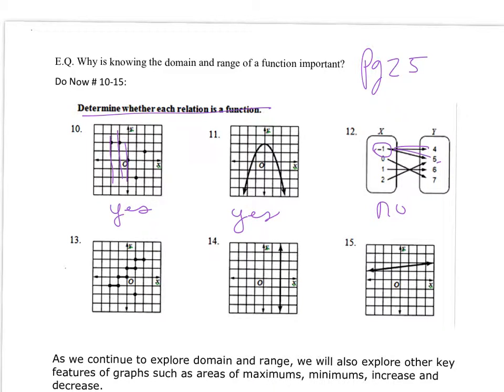Notice 2 numbers go on to the 5. We're not concerned about y repeating. It's only the x that cannot repeat. Number 13, this is called a step function. If I do my vertical line test, there are some places that I'll hit more than once. So this is not a function.